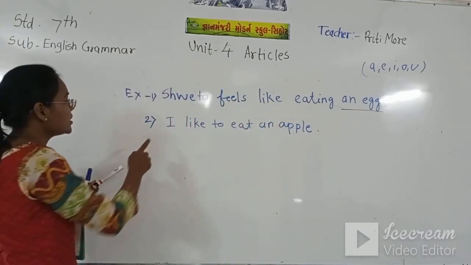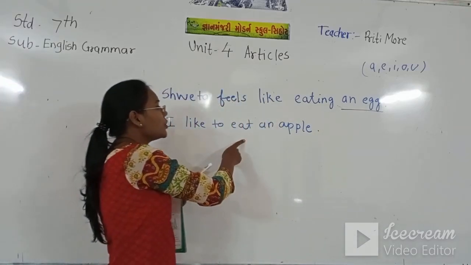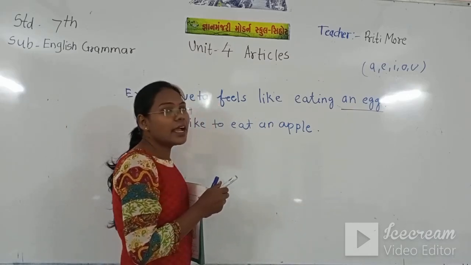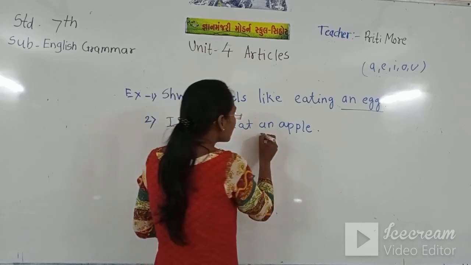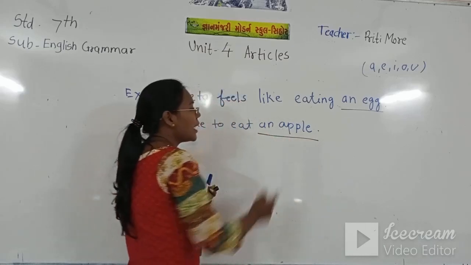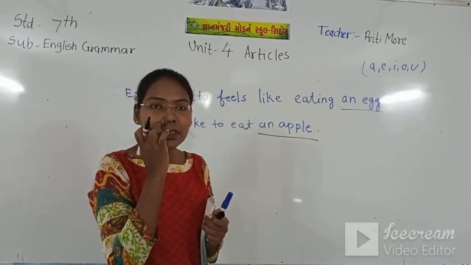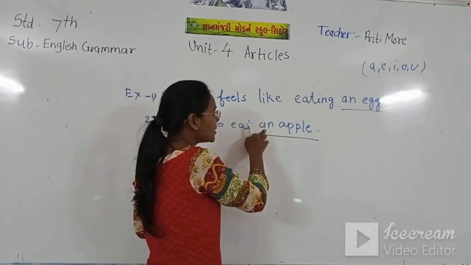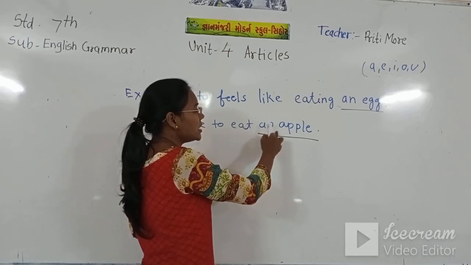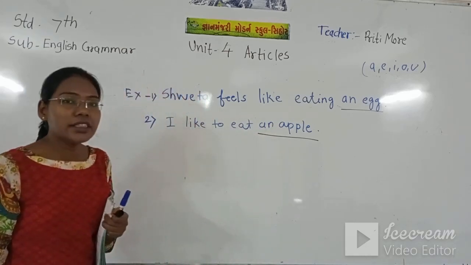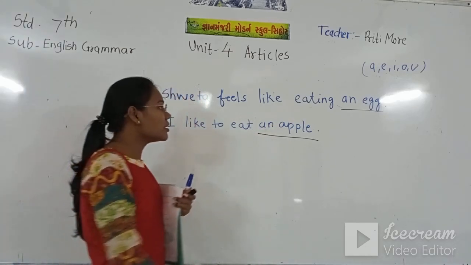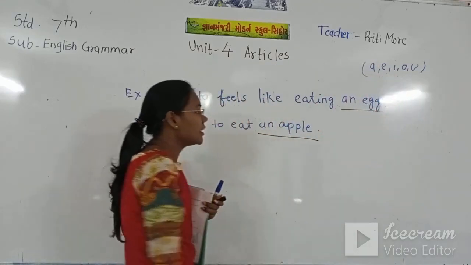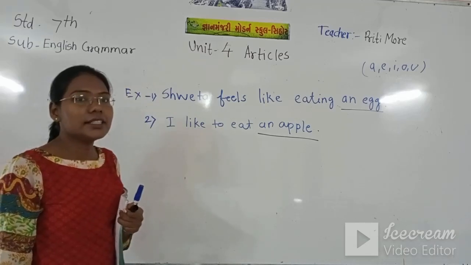Now in the second sentence, I feel like to eat an apple. So here also this word apple begins with a vowel. That's why the article an is given here. So when the word begins with the vowel A, E, I, O, U, that time we use the article an.